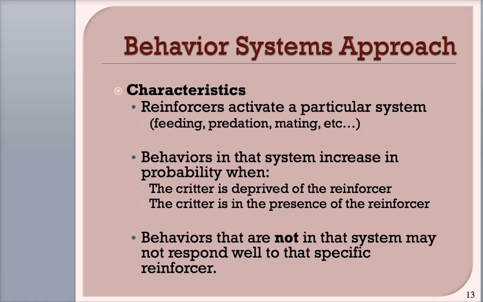Now, the behavior systems approach basically says that reinforcers activate certain systems. So if you have an animal that's hungry and you're going to use food, when you start presenting food, you're going to activate that system. So if it's food, you're going to activate the feeding system. If you present them with a mate, then you may activate the breeding or territorial system.